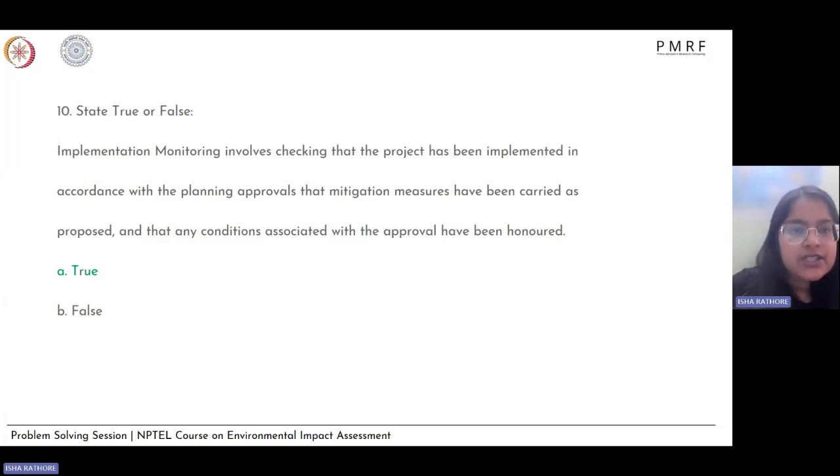So whatever conditions, basically the report has been given due importance in the implementation also. So the given statement is true. So A is the correct answer. Moving on to the next question.